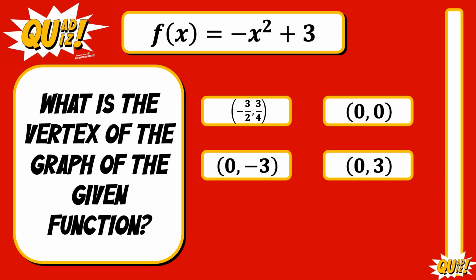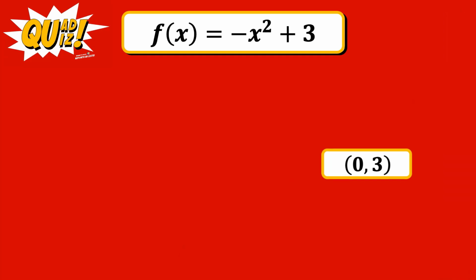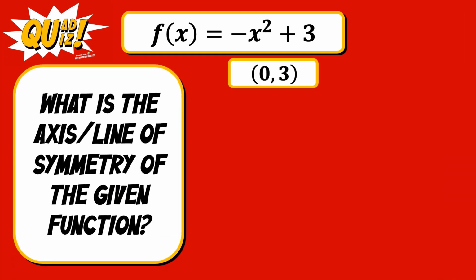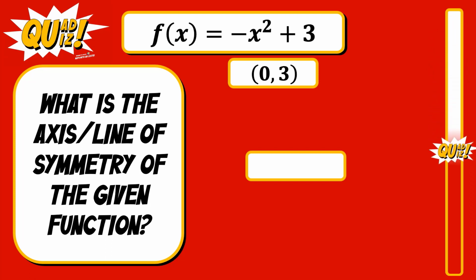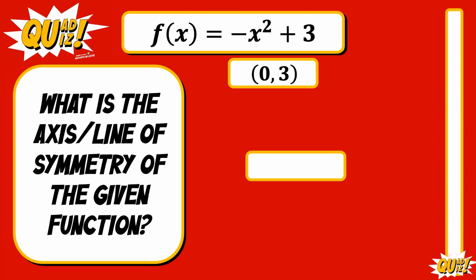The vertex is at 0, 3. Next question. What is the axis or the line of symmetry of the graph of the given function? The line of symmetry is at x equals 0.